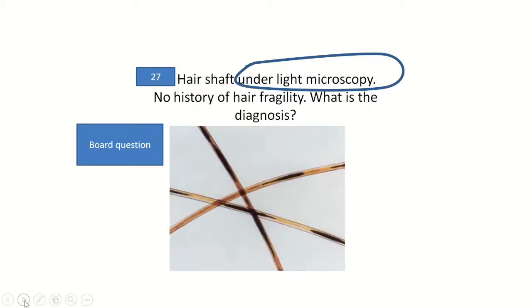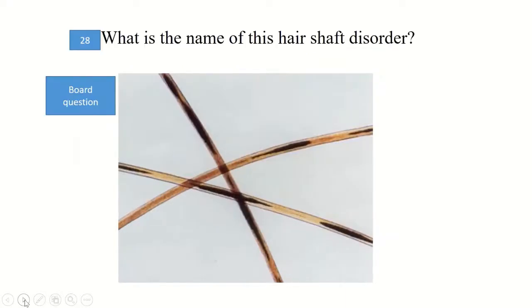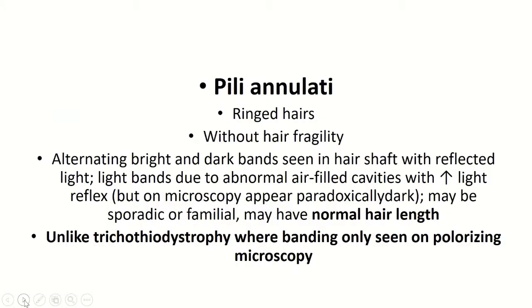Pili annulati. What is the name of this hair shaft disorder? This is also another board question. Pili annulati, unlike trichothiodystrophy, where banding is only seen on polarizing microscopy, is seen under light microscopy. Normal hair lengths.